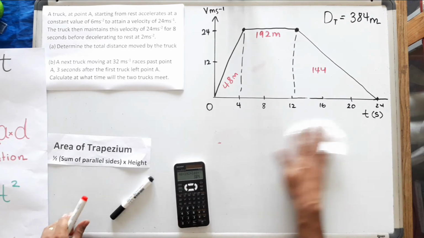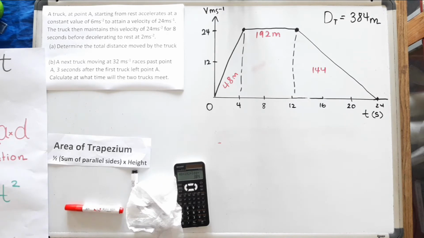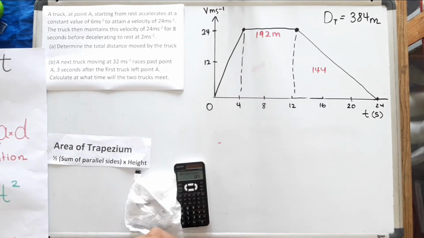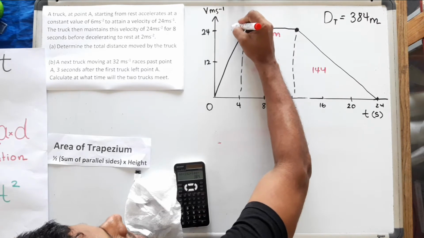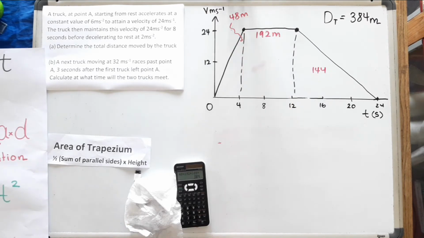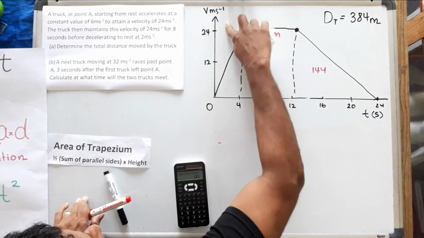All right. Let's try part B. Now there's a next truck, right? I'm just going to erase this 48 here. I'm just going to put an arrow here. So you remember it's 48. So the triangle is 48. So there's a next truck moving at 32 meters per second. All right. There's going to be a little problem. I need to move this 48 down here.